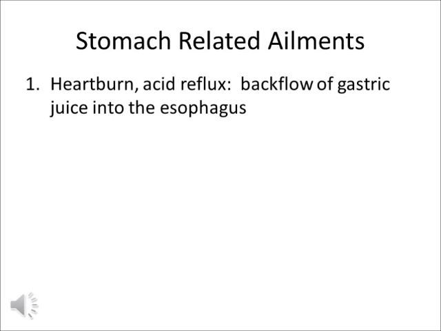If it doesn't close perfectly, then food and liquid that's mixed with gastric juice can leak back up into the esophagus. This causes what is known as heartburn, and more chronically, acid reflux. Chronic acid reflux can cause damage to the esophagus, such as bleeding, inflammation, or a narrowing of the esophagus, and so should be controlled.